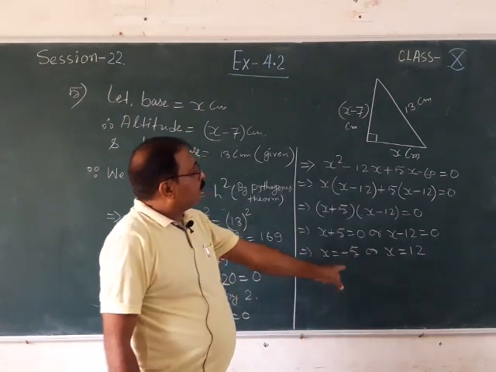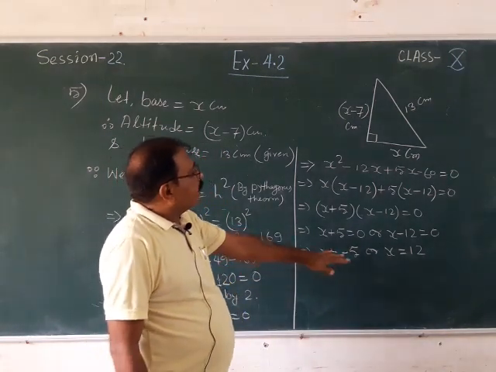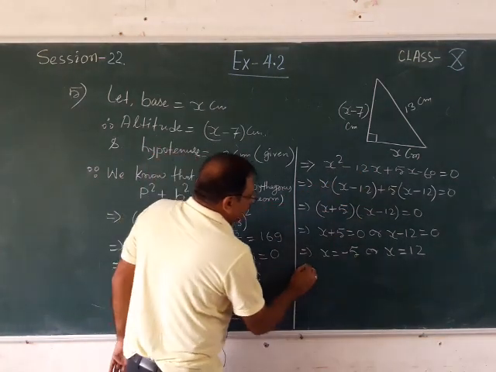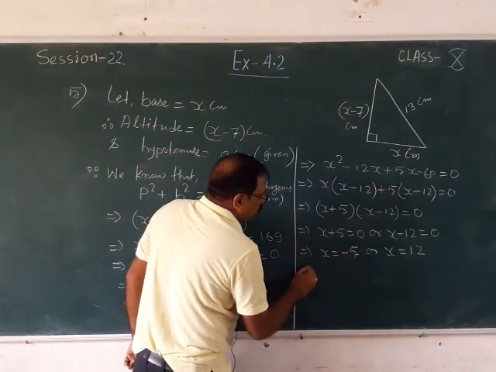X will be minus 5 or x will be 12, neglecting the negative value because dimension cannot be negative. So you can write, neglecting the negative value.